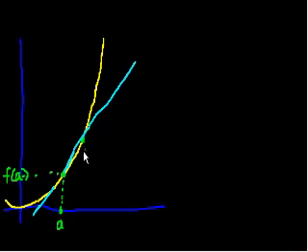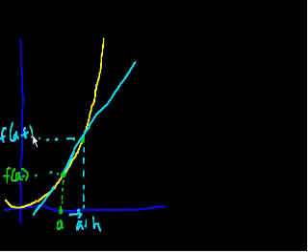And let's say that this point right here is a plus h, where this distance is just h. We're just going h away from a. And then this point right here is f of a plus h. So this would be an approximation for what the slope is at this point.